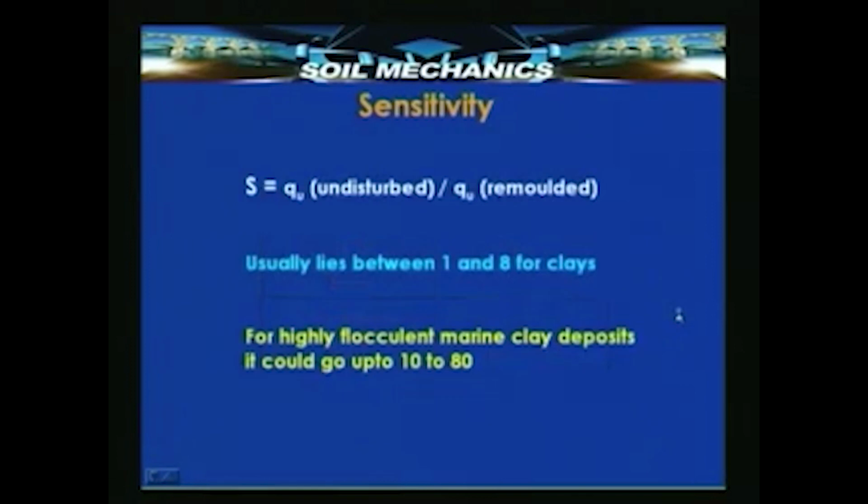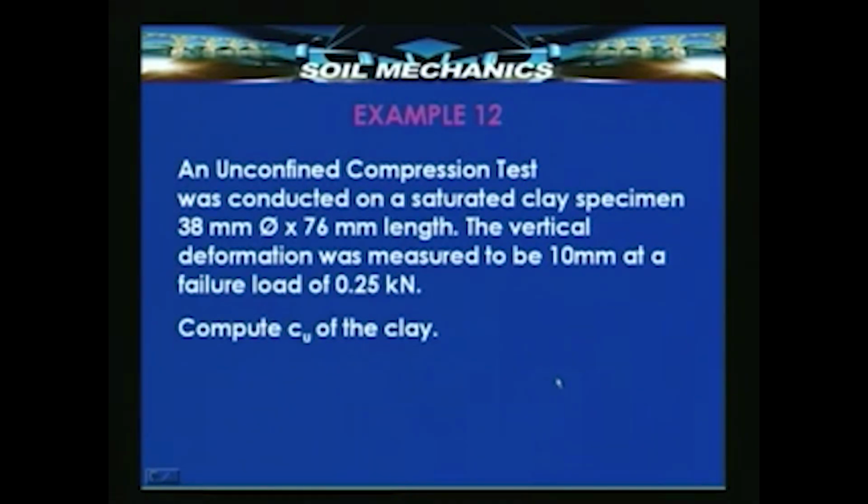Now, further, the unconfined compressive strength of a soil depends upon the nature of disturbance that the soil has undergone. In the undisturbed state, if it has a compressive strength Qu undisturbed, and after remolding it has a compressive strength of Qu, the ratio of these is known as sensitivity. That shows how sensitive the soil is to disturbance, because there is a reduction in strength due to disturbance. This value usually lies between 1 and 8 for clays, and for flocculated marine clays it can even go from 10 to 80.